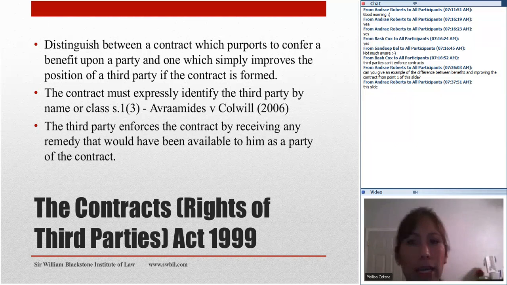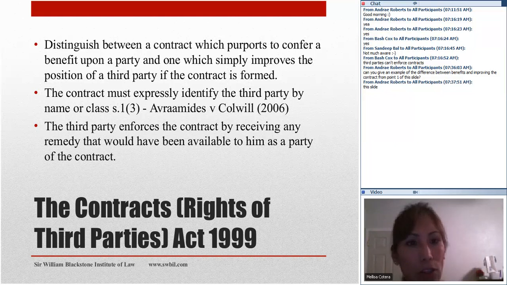So in this, the contract that is formed between the parties needs to be, one of the intentions of the contract needs to be to give a benefit to the third party. For instance, it could be like A and B made a contract to pay an amount of money to C. So in that example, there is a benefit to C.